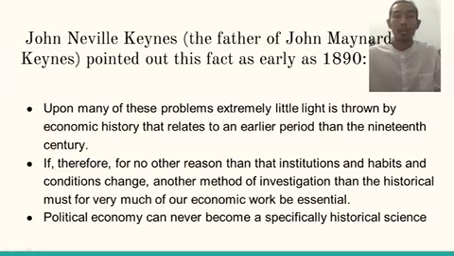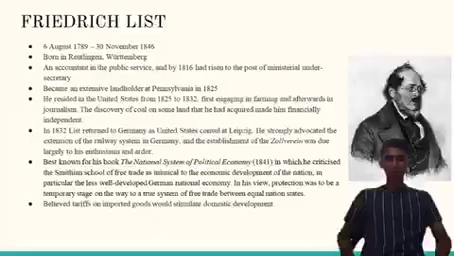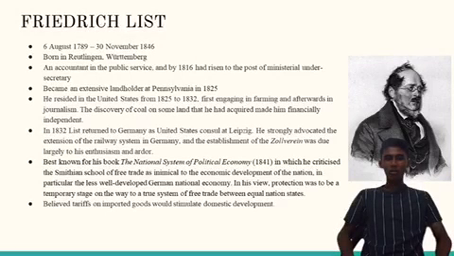Okay, next we will continue. The first forerunner of the German Historical School is Friedrich List, born 6 August 1789, died 30 November 1846, born at Reutlingen, Württemberg. An accountant in the public service, by 1816 he had risen to the post of ministerial under-secretary, and became an extensive landholder in Pennsylvania in 1825.